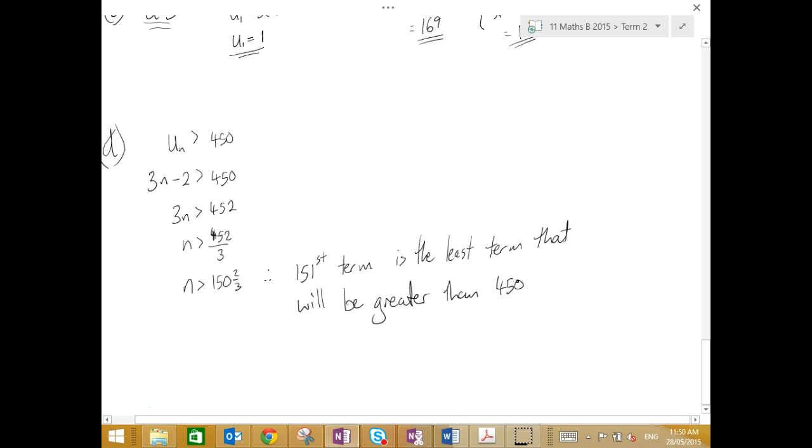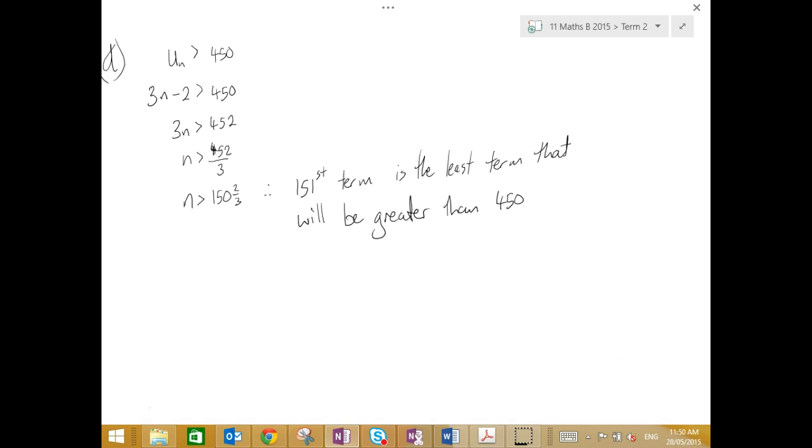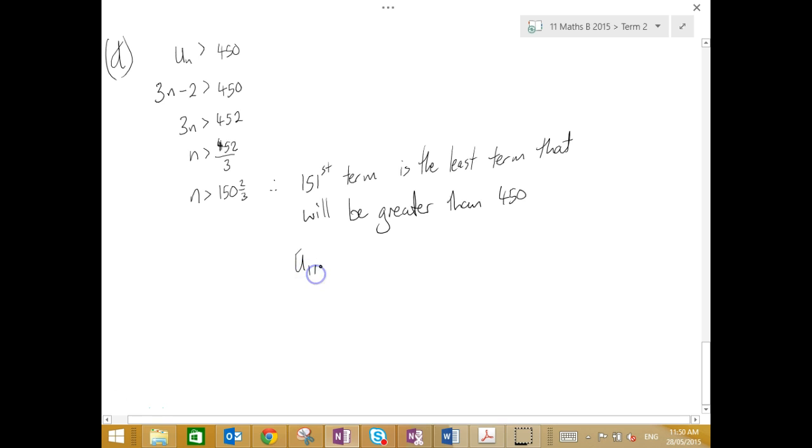No, it's the least term. So it's the smallest term that's bigger than 450, because there's an infinite number that'll be bigger than 450. And we've got to find what u150 is, or u151. I'm pretty sure I've got it right. If my 151st term is 451, that's the least member. That's the smallest member that's bigger than 450, isn't it?